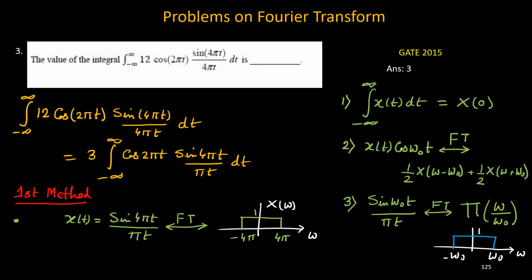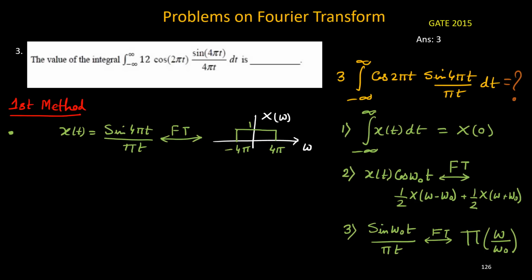Now, x(t) is sin(4πt) upon πt. Its Fourier transform is this one. It's flat, 1, up to 4π and minus 4π.